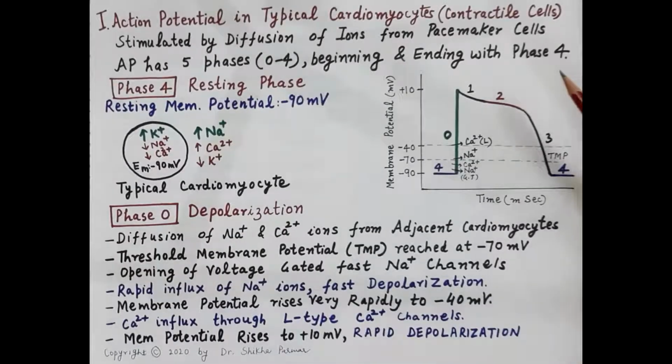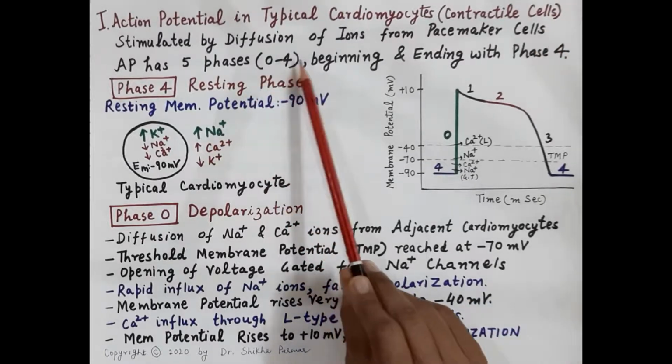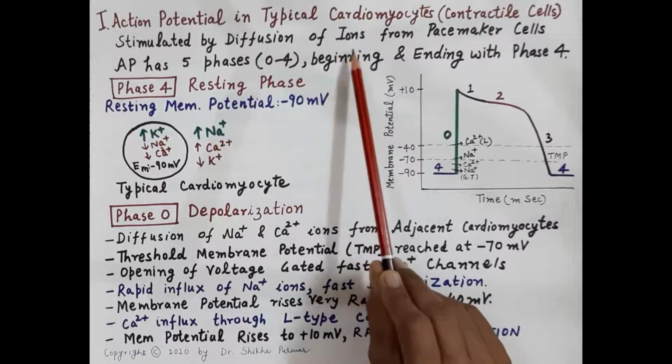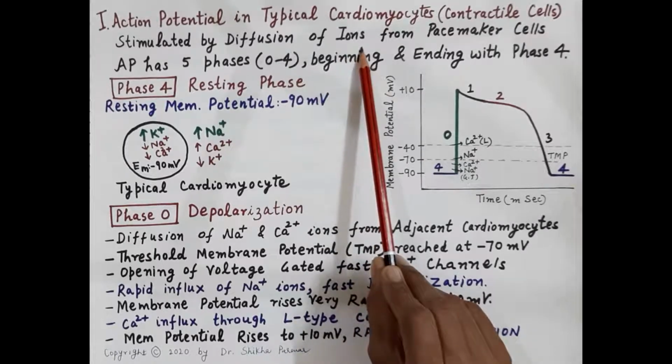Now we will talk about the action potential in a typical or normal cardiac cell, that is the contractile cell. As we have already seen the role of gap junctions, these cardiac cells are stimulated because of the diffusion of sodium and potassium ions inside these cells through the gap junctions.